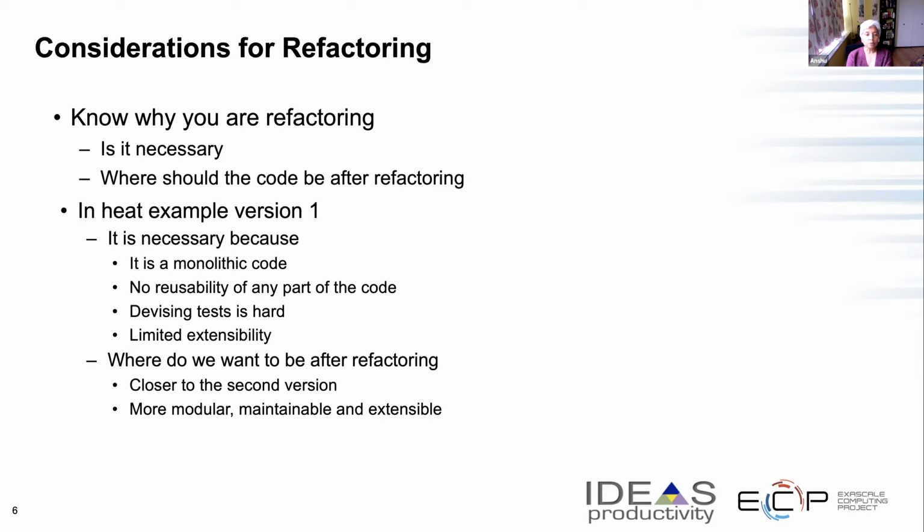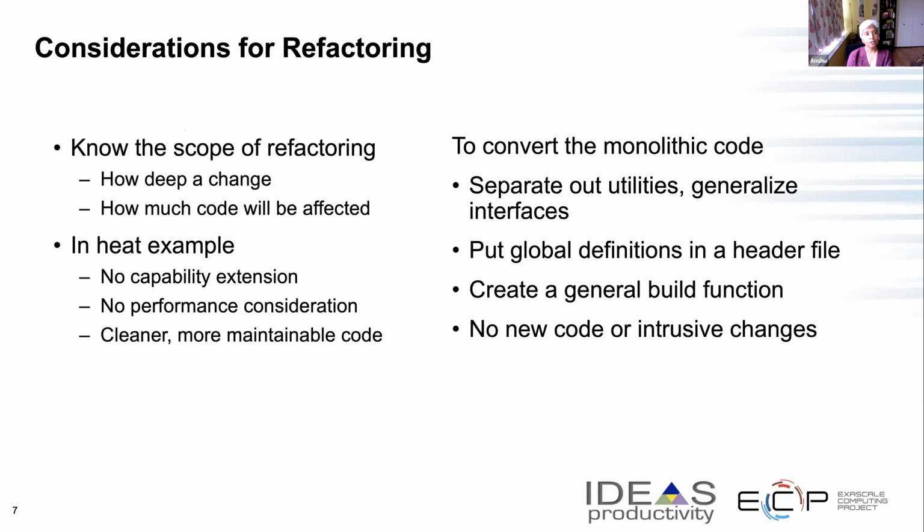So where do we want to be after refactoring? We want to be closer to the second version, which is more modular, maintainable, and extensible. That answers the questions that we had about why we were refactoring and where we wanted to go. Then the other consideration for refactoring is that before you embark upon the process, you should know the scope of your refactoring: how deep a change and how much of the code is going to be affected.